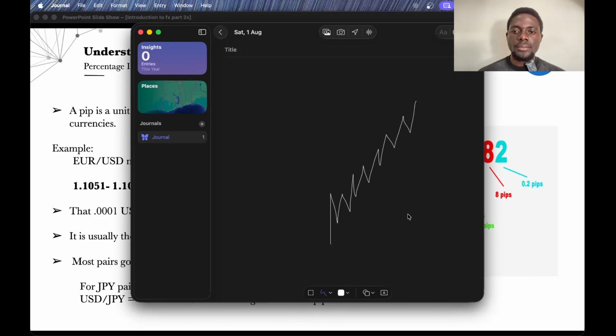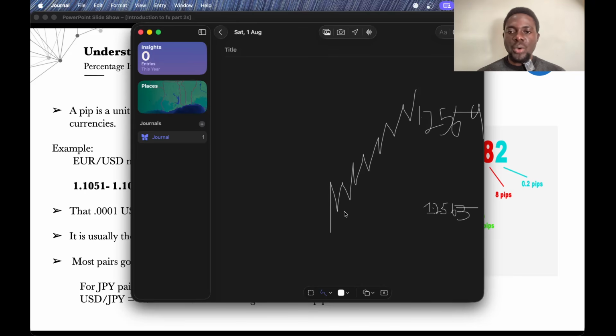Okay, now let's say this is 1.2563. You understand? And then here is 1.2569. You understand? Yes, you understand. It's trying to tell you that from this point to this point, price has moved 6 pips. Do you understand? 6 pips.